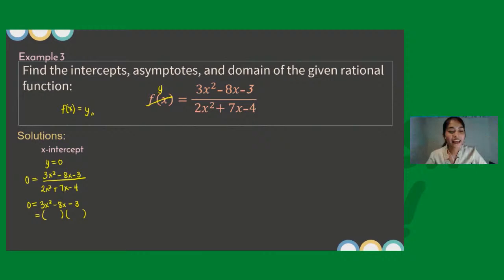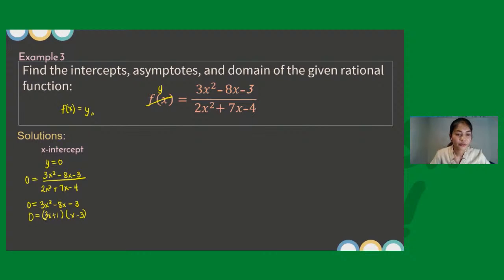Okay, the prime factors of 3x squared minus 8x minus 3 are 3x plus 1 times x minus 3. So that will be 3x times negative 3x is 9x minus negative 9x plus x is negative 8x, and 1 times negative 3 is negative 3.